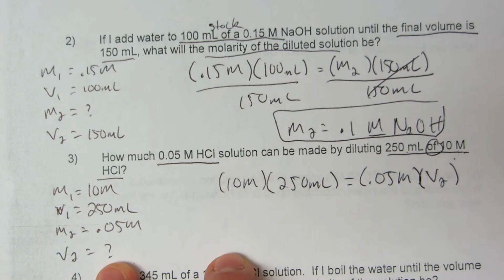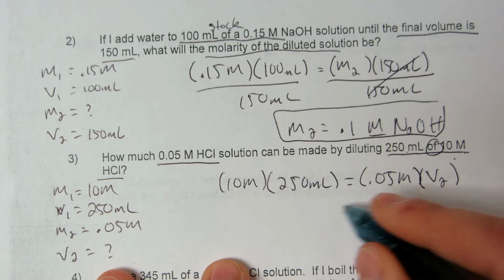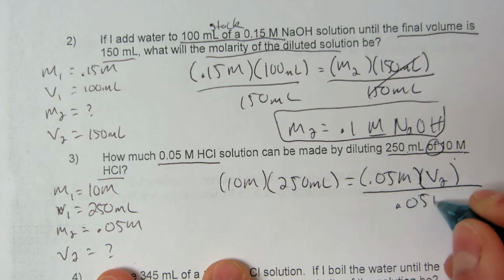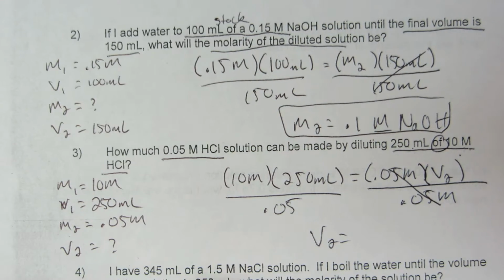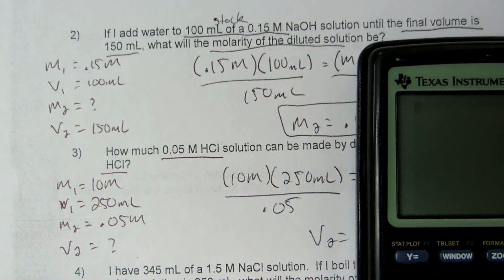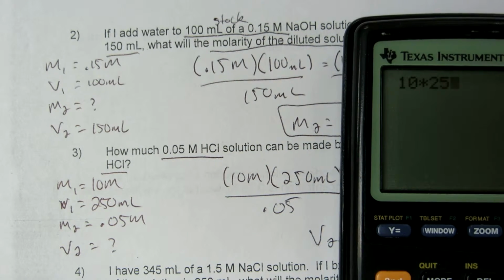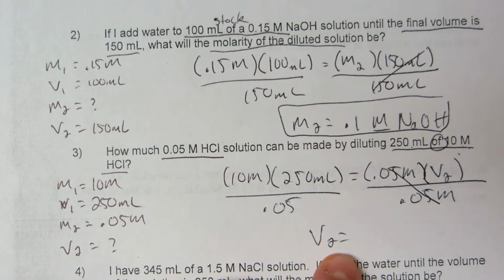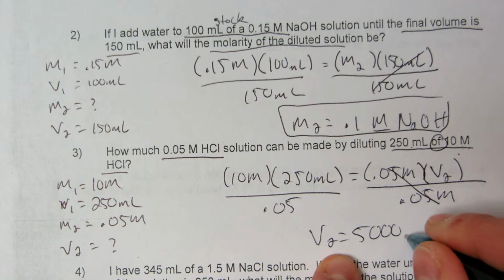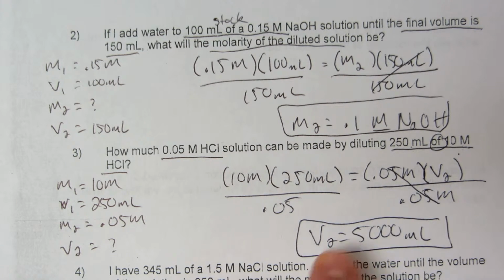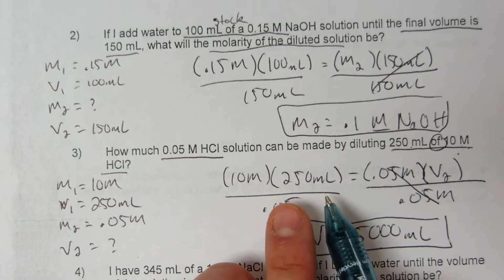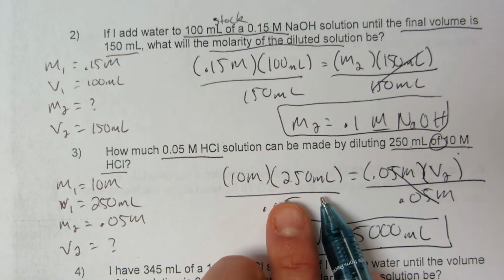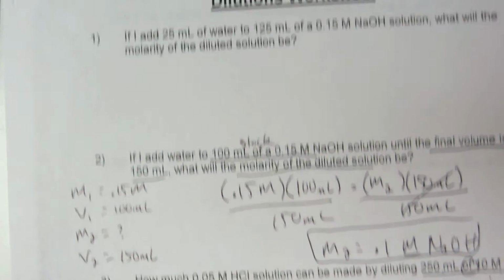All right, so M1, 10 molar, times 250 milliliters equals your weaker 0.05 molar solution times your V2 that we don't know. Okay, so V2, if you divide both sides by 0.05, so 10 times 250, and then divided by 0.05, you get your new volume to be 5,000 milliliters. To see if that makes sense, V2 should be bigger than V1 because the V2 is a result of adding water to your V1. So that would be correct. All right, last one, we're going to do number 1.